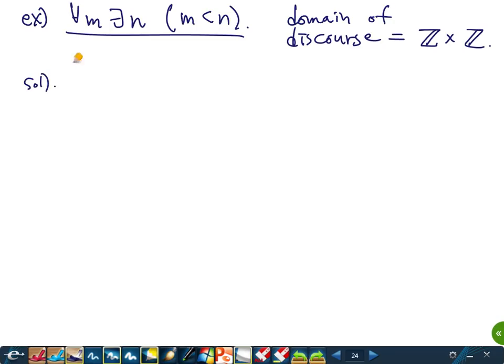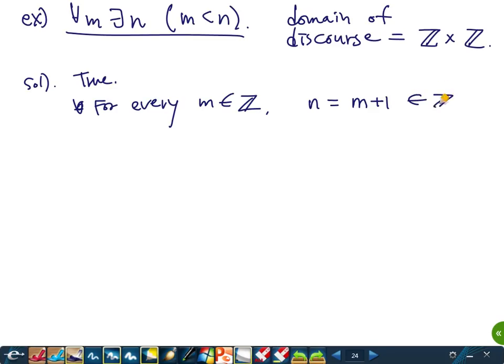Yes, let's solve this. It's true because you can find just one thing. For every m, which is an integer, if there exists something, tell me. If n is m plus 1, which is of course in Z, then m is less than n. So we just found it. So it is true. For every m, we can find n satisfying this.